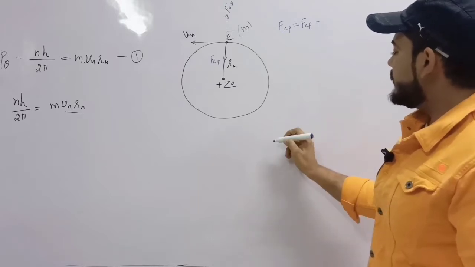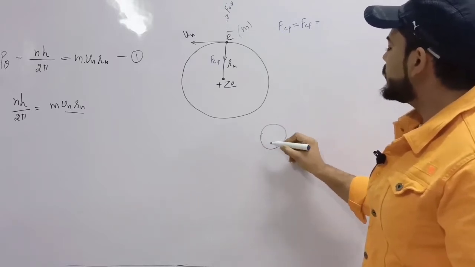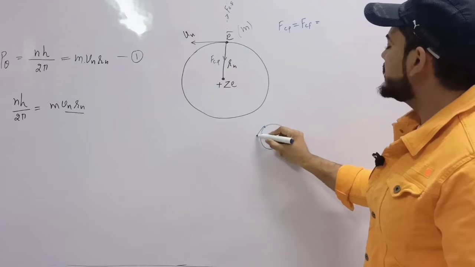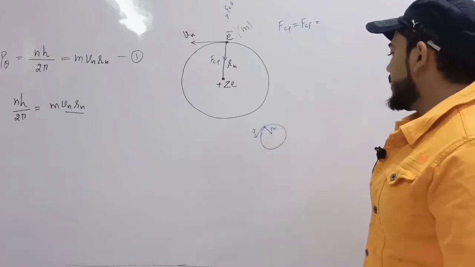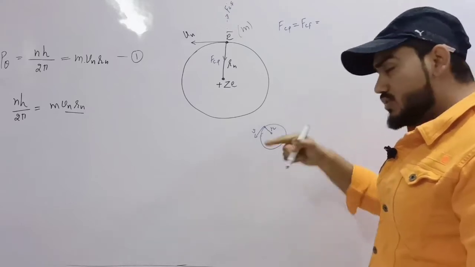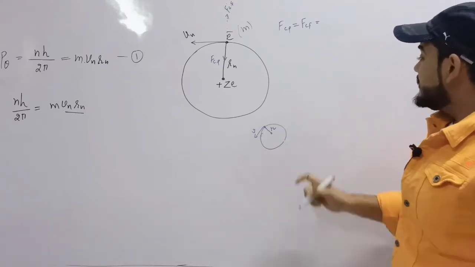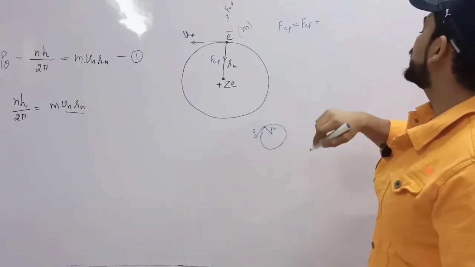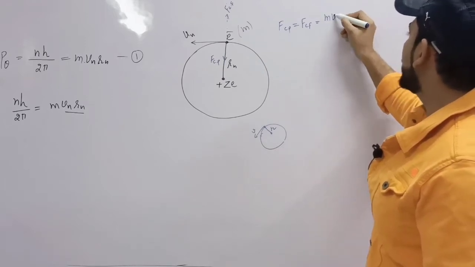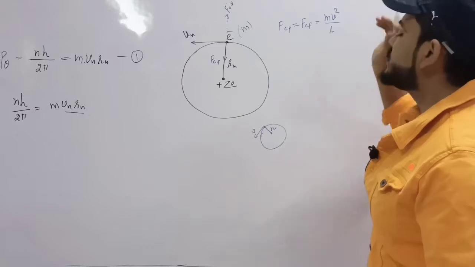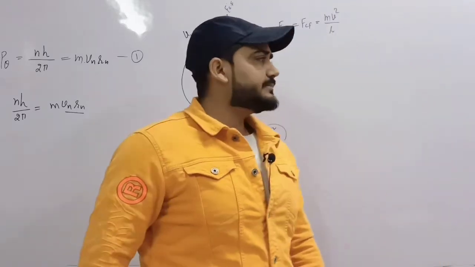We know that if an object is revolving in a circular orbit, or circular path, with a velocity v, and r is the radius of this orbit, then the centripetal force or centrifugal force is given by the mass times the square of the velocity divided by the radius of that orbit, or circular track.